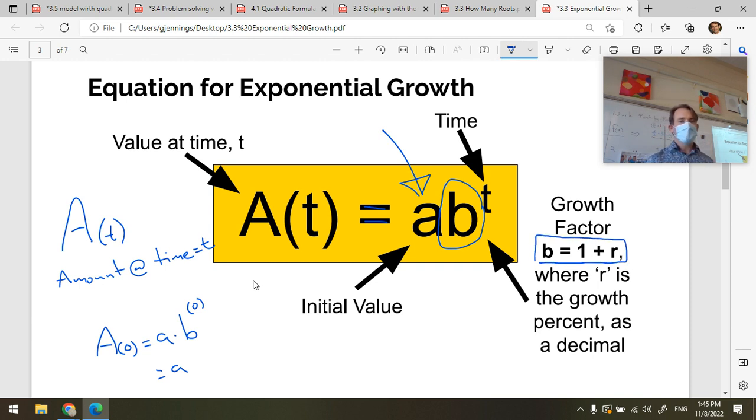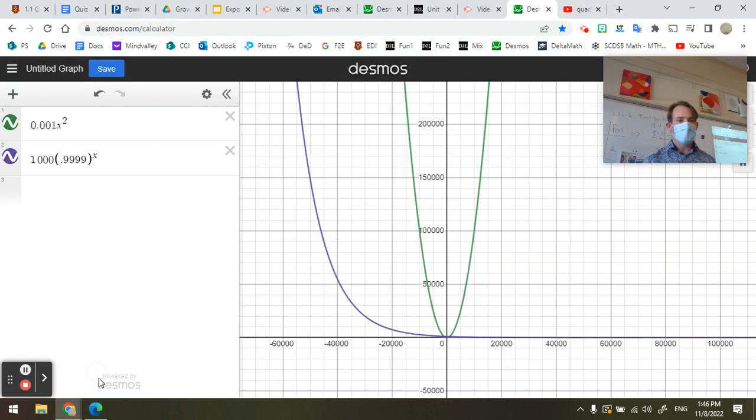Now let's create an example where r is the growth percent as a decimal. We'll see why this is true. I gave you an example where we have $1,000. The amount of money that we're going to have at time t is going to equal $1,000 multiplied by 100% of the money plus the growth, maybe 1%, raised to the power time. And that would be this equation that we looked at over here.